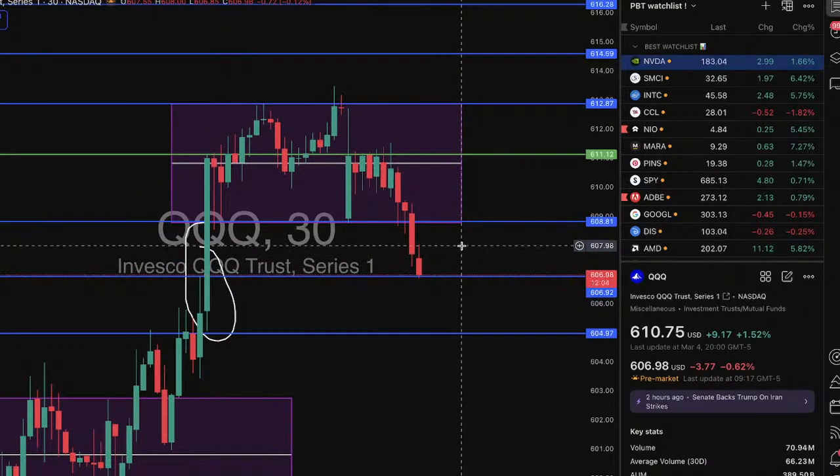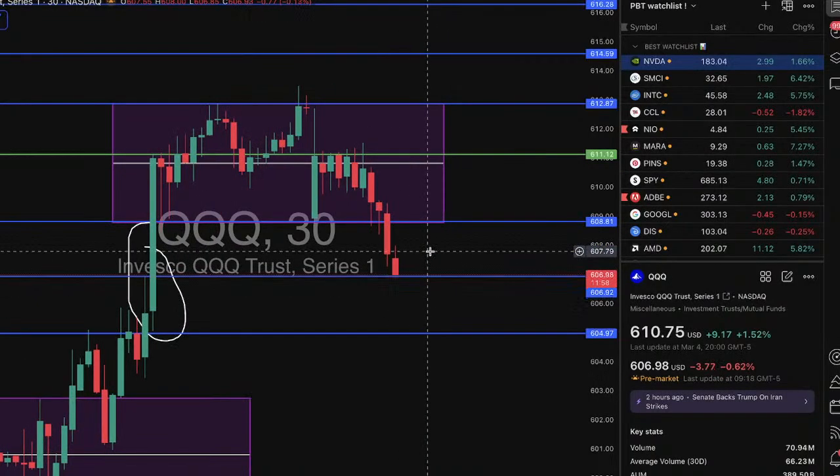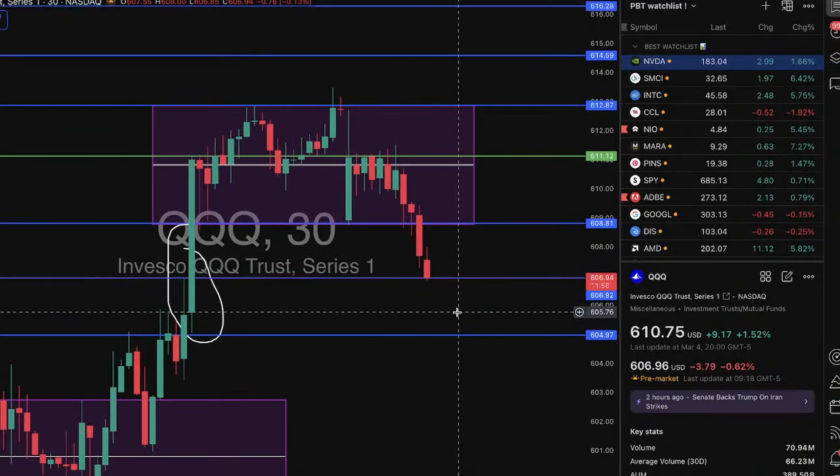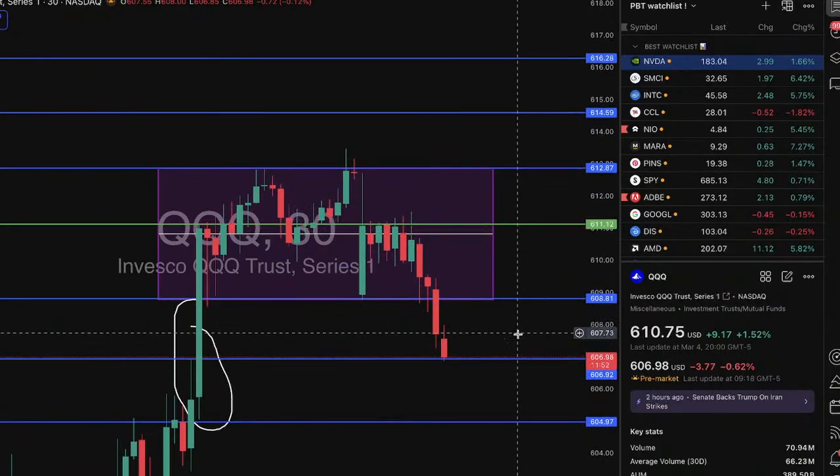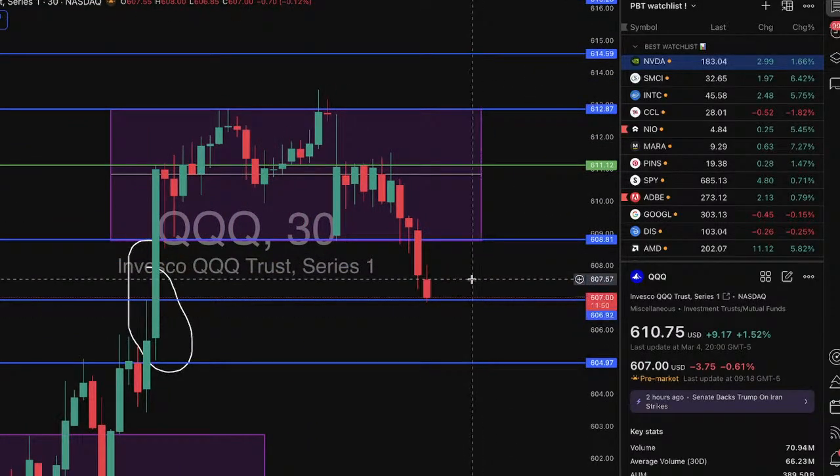Honestly, I wanted this to happen right before or right at market open. That's what I would want to happen. But as of right now, if we keep dumping, I got down to that 604. Will I chase into this? Probably not. I kind of want to see if we can.